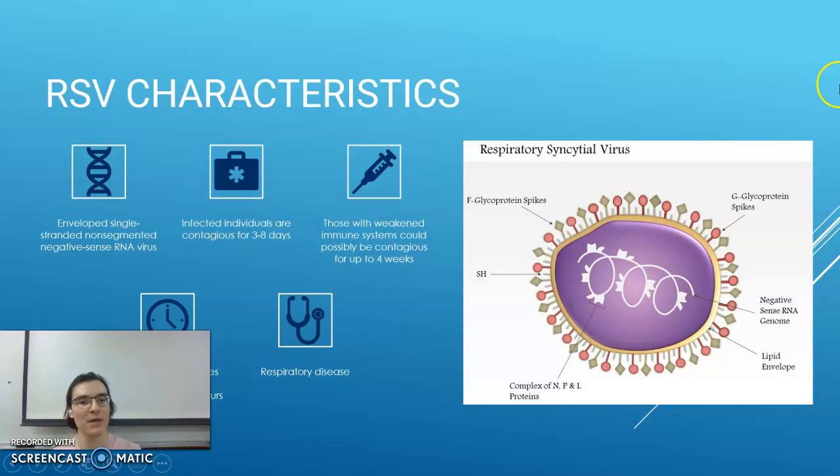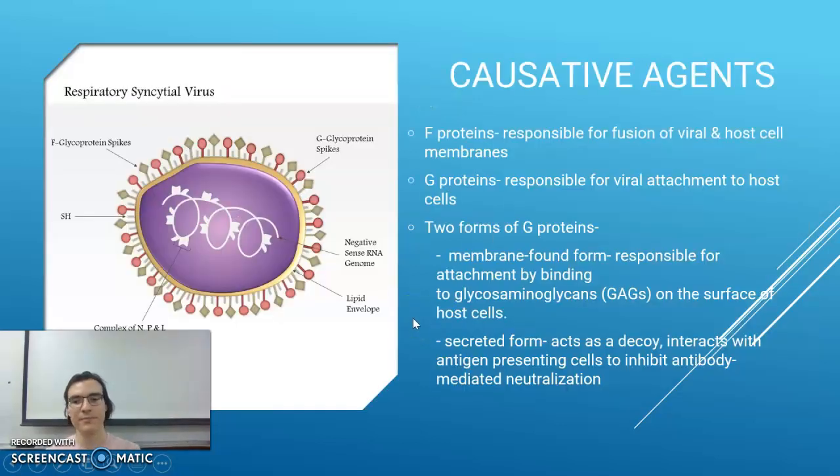So RSV, as you can see here, this is the general structure of RSV. You have your F proteins and G proteins on the outside, and then you have your DNA within the lipid envelope. And going further into these extracellular proteins, these would be your causative agents. So there are 2 types of proteins on the outside. You have your F proteins and your G proteins. Your F proteins would be the ones responsible for fusion of viral and host cell membranes, and so they kind of mesh up together the 2 membranes.